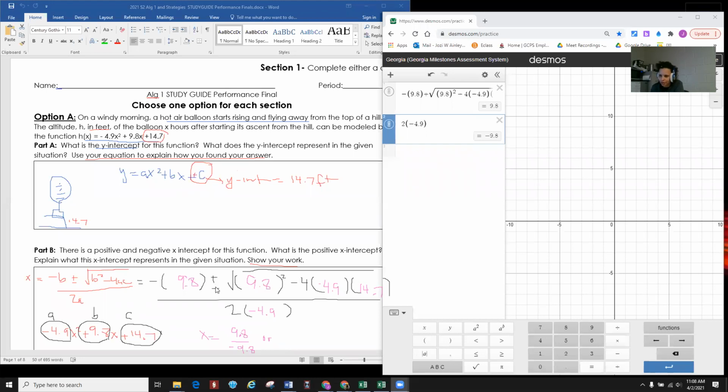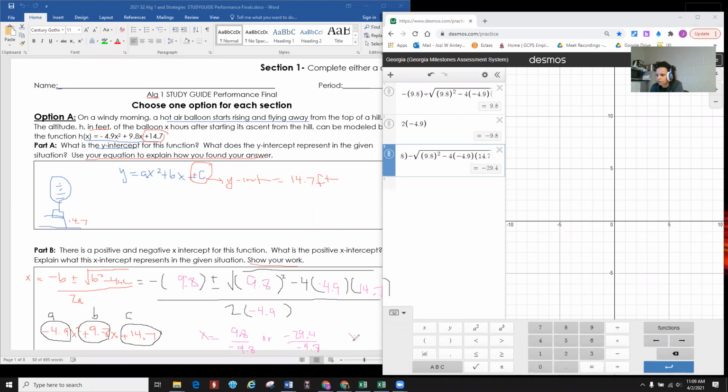So I did the first one with the plus, and now I'm going to do it with the minus. Instead of copying all of this down, I'm just going to copy, Control C, and paste, Control V. Then I change this plus to a minus right before the square root. So that's my new answer: negative 29.4 divided by the same bottom, because nothing changed, so negative 9.8.